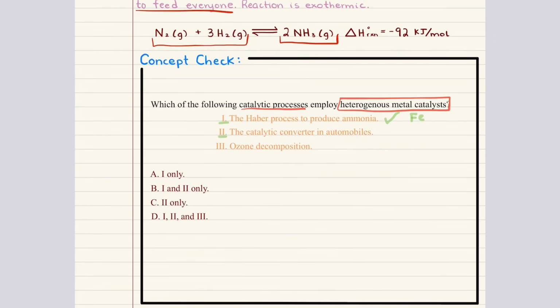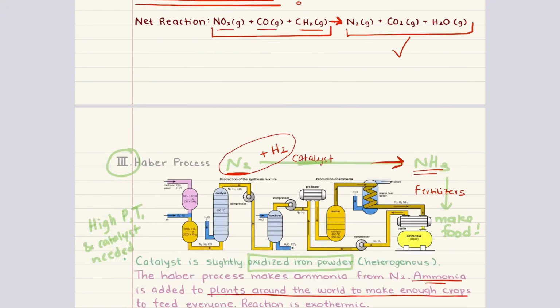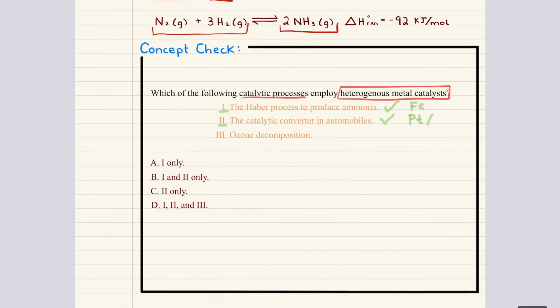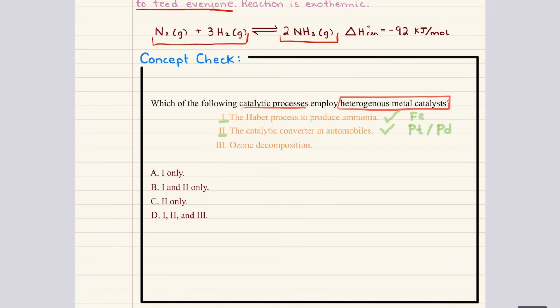Statement 2 says the catalytic converter in automobiles. The catalytic converter also uses solid metals, platinum and palladium, so that is another heterogeneous catalytic system. Statement 3 says ozone decomposition. Now, ozone decomposition actually involves chlorine radicals in the gas phase, which means it is homogeneous, not heterogeneous. So the processes that use heterogeneous metal catalysts are the Haber process and the catalytic converter, which is statement 1 and 2. That means the correct answer is going to be B.